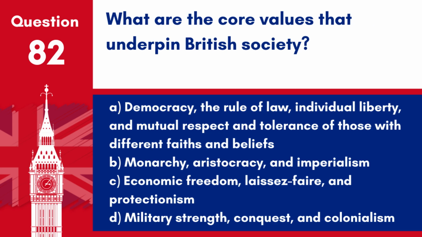Question 82. What are the core values that underpin British society? A. Democracy, the rule of law, individual liberty, and mutual respect and tolerance of those with different faiths and beliefs. B. Monarchy, aristocracy, and imperialism. C. Economic freedom, laissez-faire, and protectionism. D. Military strength, conquest, and colonialism.